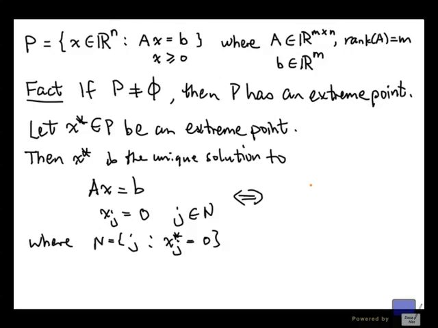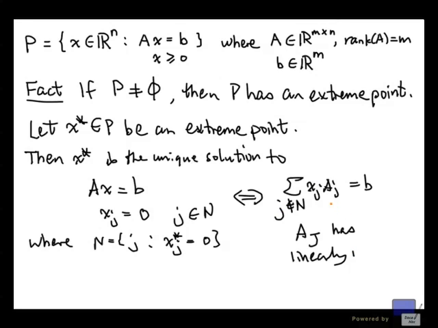What this means is we can write this equivalently as follows. Summing over all indices not in N, the jth column of A times the jth variable has to be equal to the right hand side b. And this system is going to have a unique solution. What this means is if J is the set of indices not in N, then the submatrix A_J formed from taking the columns indexed by J has linearly independent columns. Or in other words, A_J has full column rank.